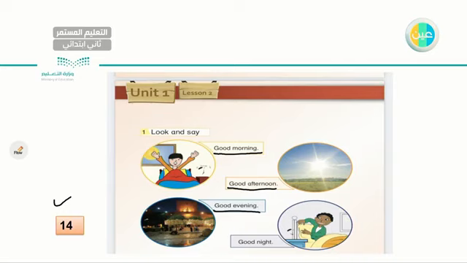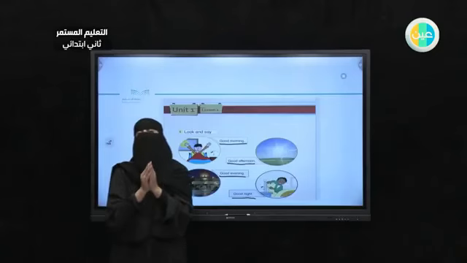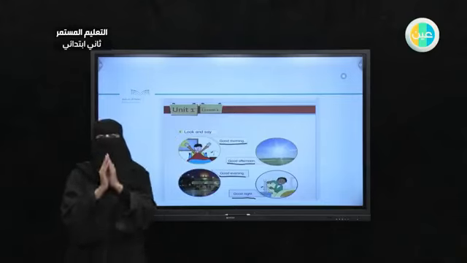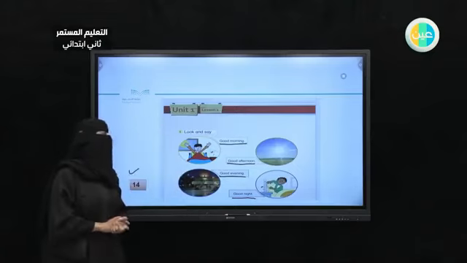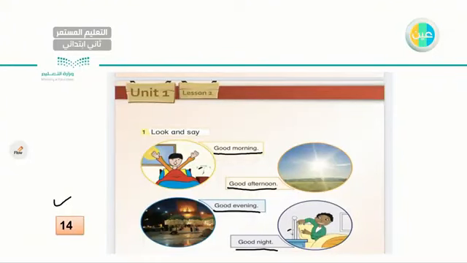As you can see, it's not the same as the first picture. The boy is going to bed. He's going to sleep. So the suitable phrase here is saying good night. Repeat after me, please. Good night. Very good. So let's read the 4 phrases together.